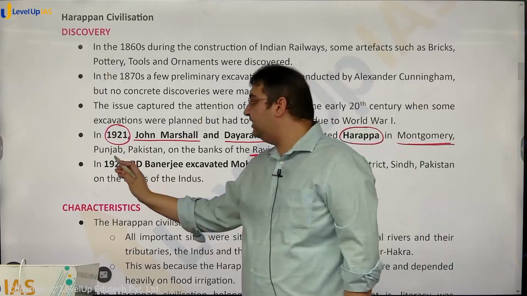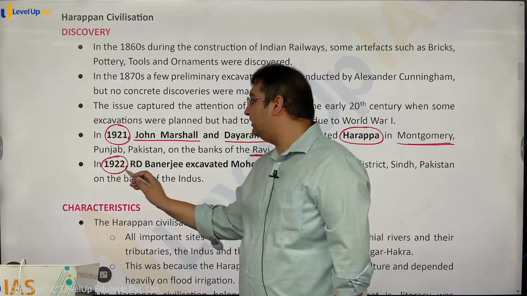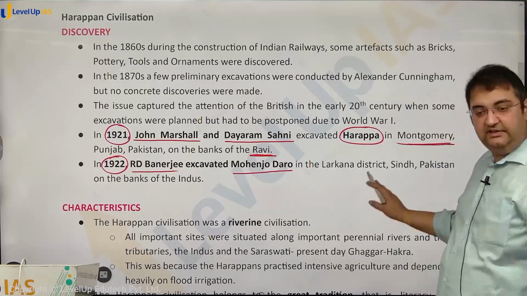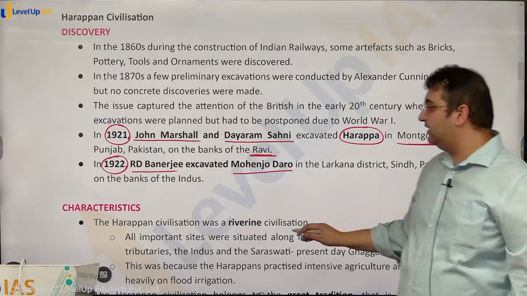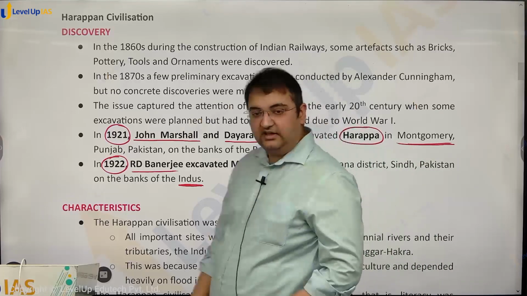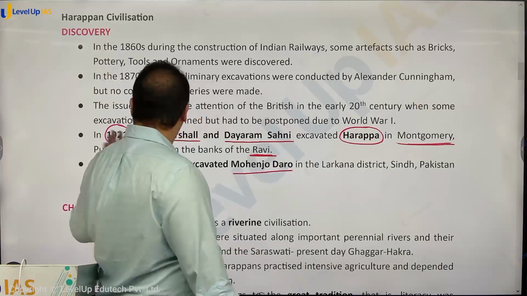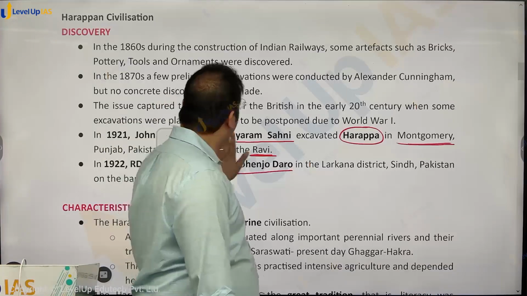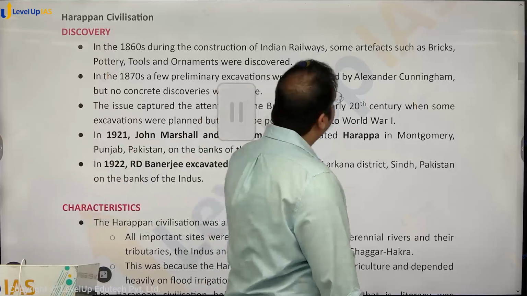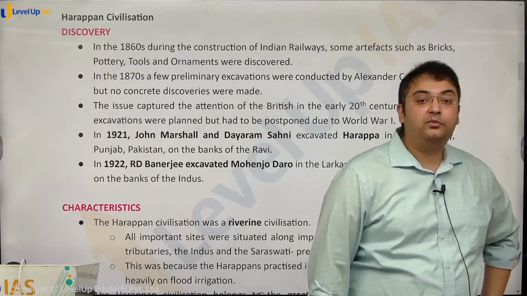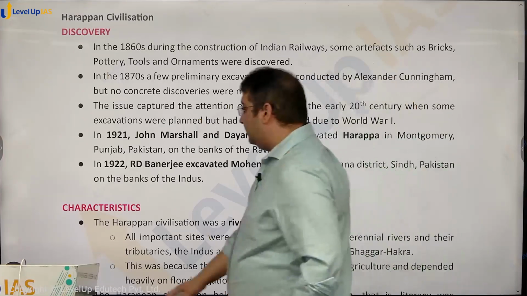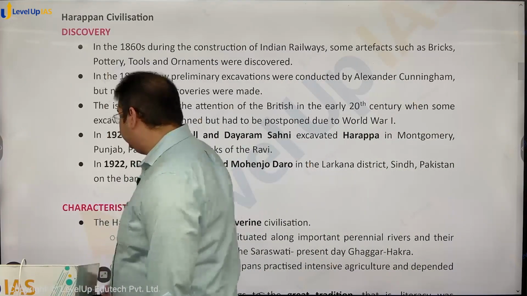The very next year, in 1922, Rakhal Das Banerjee excavated Mohenjo-daro in the Larkana district of Sindh, in present day Pakistan, on the banks of the river Indus, right? And with these two discoveries, it became clear that civilization existed in India even during the Bronze Age. In fact, India was the civilizational center of probably one of the greatest Bronze Ages ever. Okay? Now, what were the characteristics of this civilization?